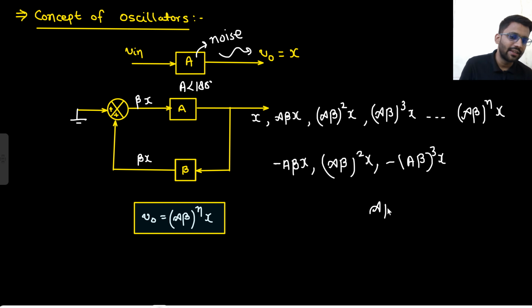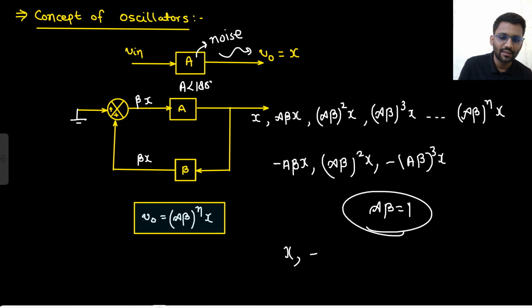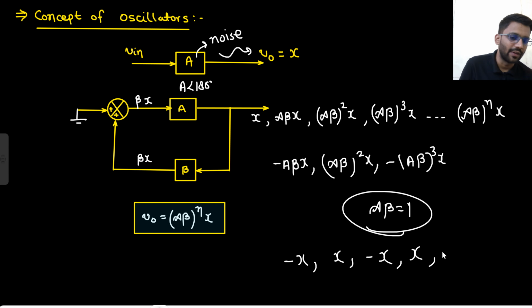Now even if your A beta is equal to 1, what will you have? In the first cycle, you are having minus x. In the second cycle, you are having x. Then again you are having minus x. Then again you will have x, minus x. The oscillations are not constant.